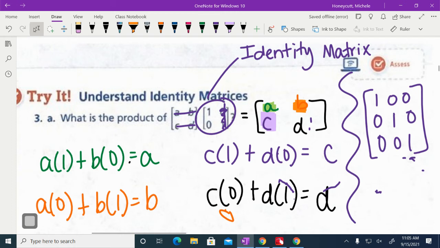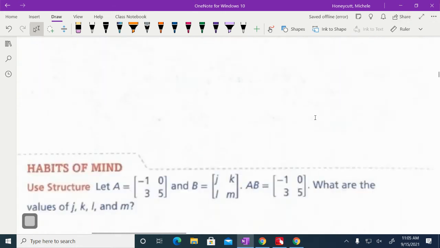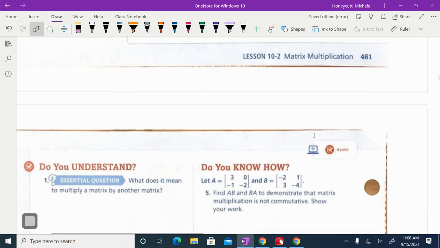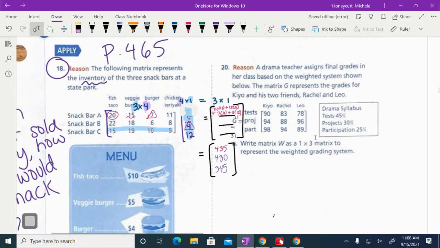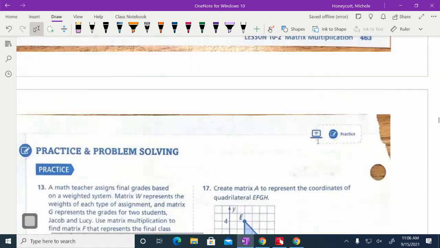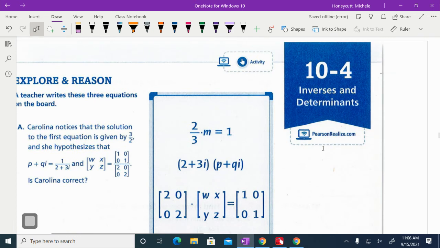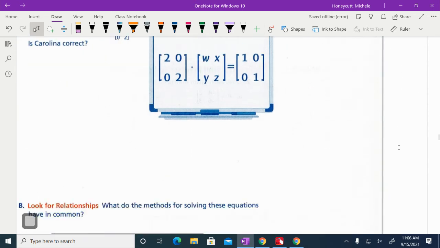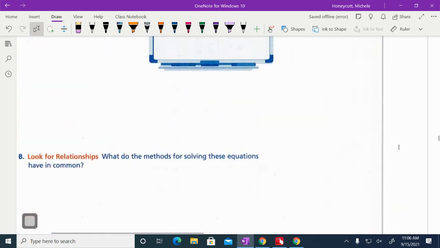Okay, so I'm looking at our list. You can identify dimensions. You can determine if two matrices can be multiplied. You can multiply. Now, can you recognize an identity matrix? Yes. Now we need to look at determinants and inverses. That's in 10.4. So flip it a couple of pages to 10.4. It's on page 475.